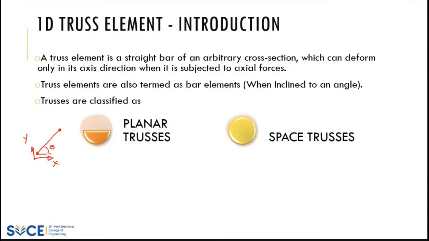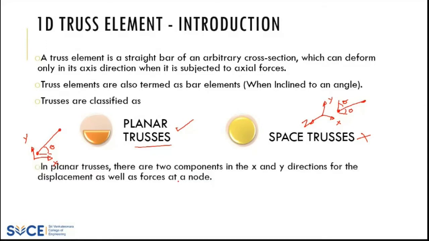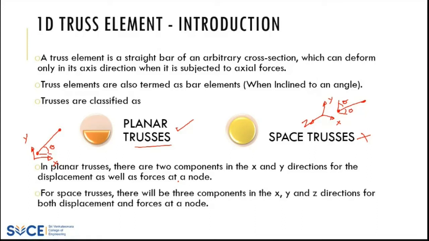Whenever I consider two axes, x-y, y-z or x-z, we call that a planar truss. If you consider three dimensions, with three axes x, y, and z, and your bar element is inclined with respect to the x-axis, y-axis, and z-axis, that we call a space truss. We don't have the space truss in the syllabus, so we have only planar trusses. Now we will deal with how to solve problems related to planar trusses. Planar is the xy direction and space is the xy and z direction.